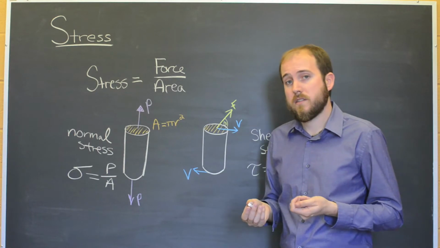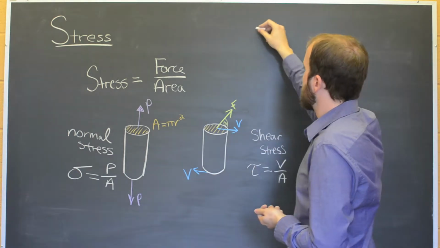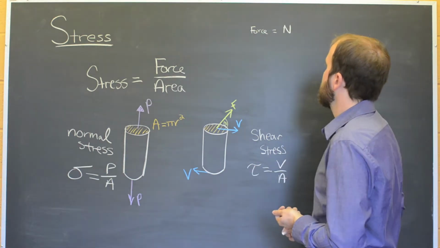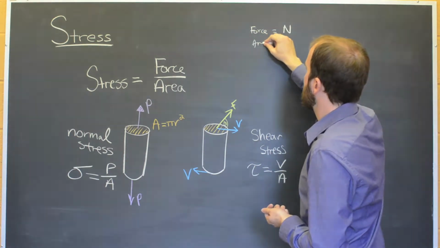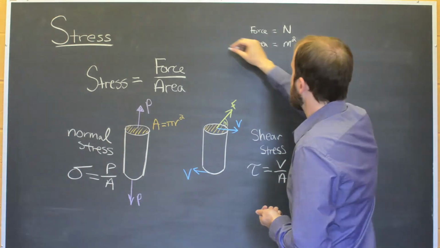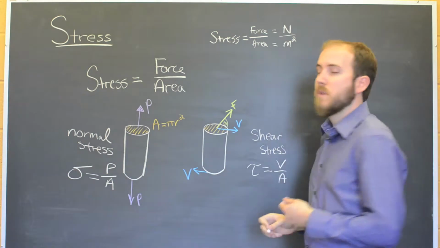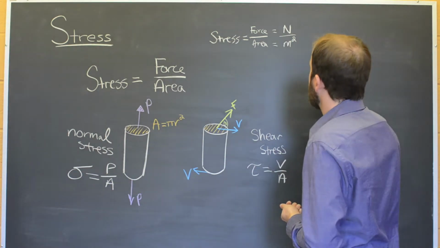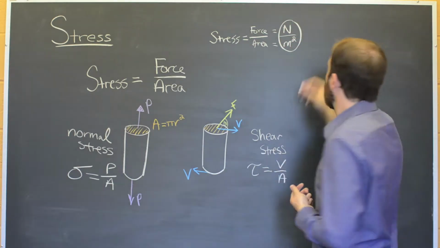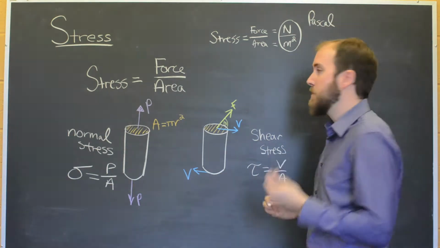So what are the units on stress? Well, we know that we have force and we have area. We know the units of force are typically newtons, and the units of area are, of course, a length squared. And so stress is given by the units newtons per meter squared. This unit is defined as a Pascal and denoted with the symbol capital P and lowercase a.